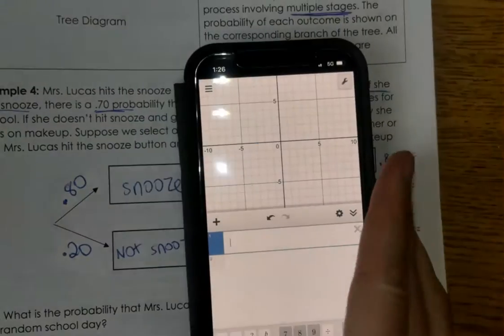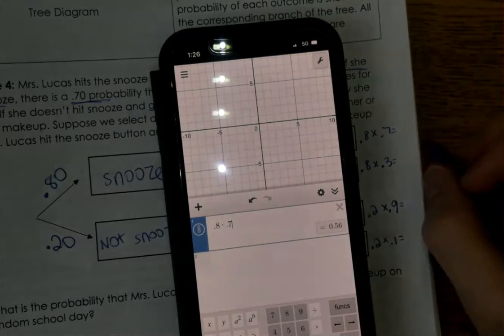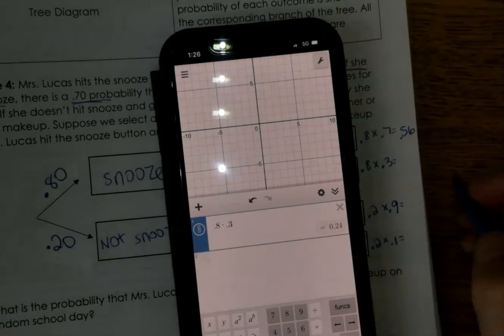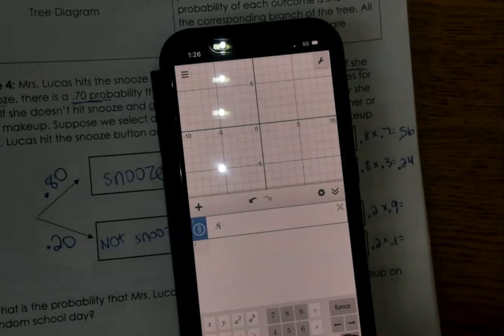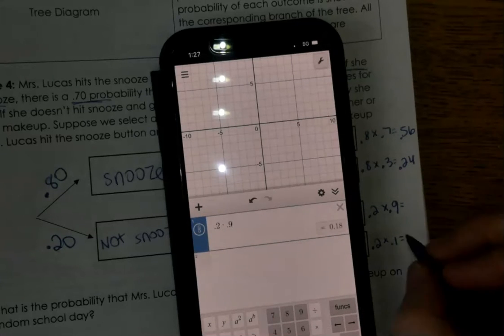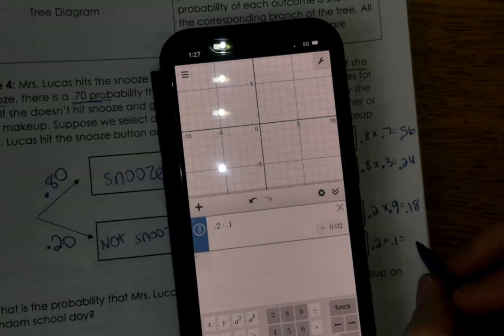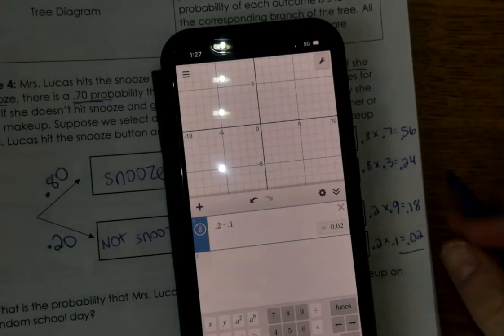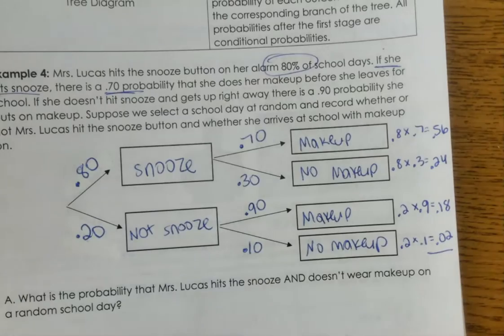So I'm going to do 0.8 times 0.7, and I get 0.56. All right, 0.8 times 0.3 gives me 0.24. 0.2 times 0.9 gives me 0.18. And this gives me 0.02. All right, let's add all these 4 numbers up and see if I get 1.